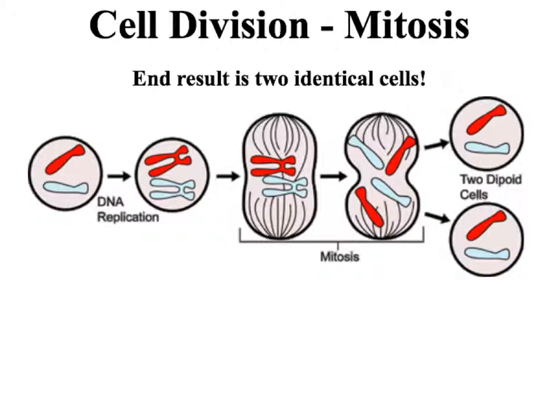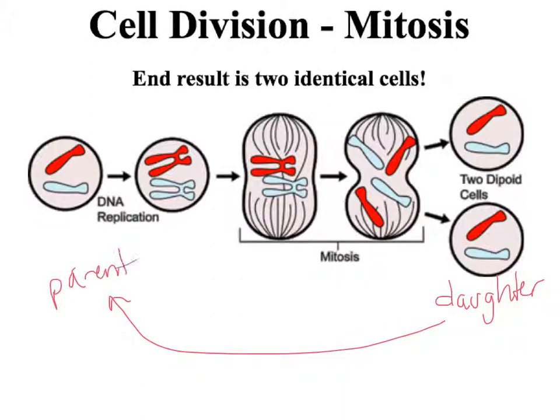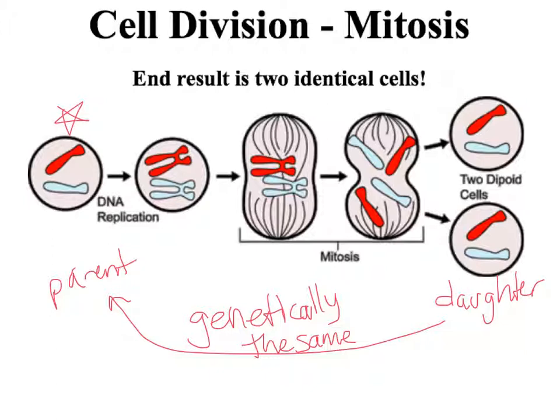One thing that I really want to stress is that the end result is that the daughter cells at the end of mitosis are the same as the parent cells that started this process. So they're genetically the same. They have the same DNA since it was copied very early on.